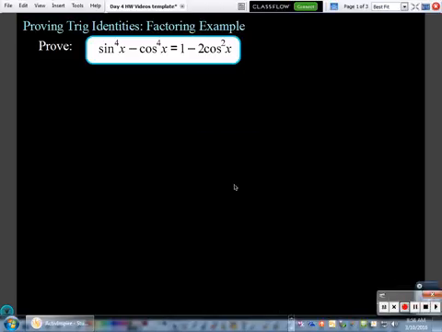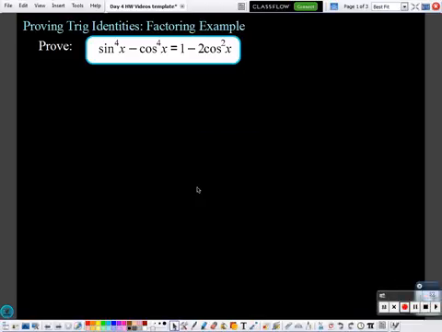Okay, so we're going to do an example right now that shows how to prove trig identities when there might be factoring involved. We're going to prove this: sine to the fourth of x minus cosine to the fourth of x equals 1 minus 2 cosine squared of x. When I pick which side to start with, I'm going to pick the left-hand side simply because I have a sine and a cosine. Since I have two different trig functions, I have more to work with there. So I'm going to work with that.